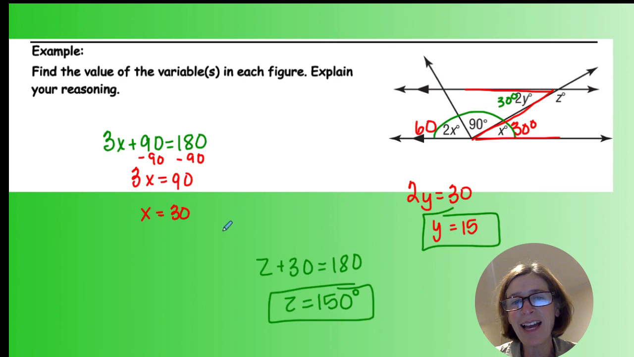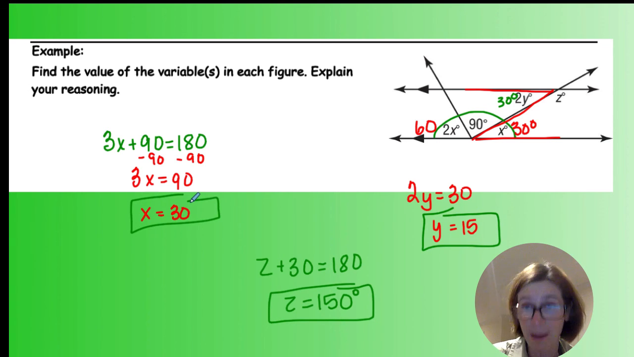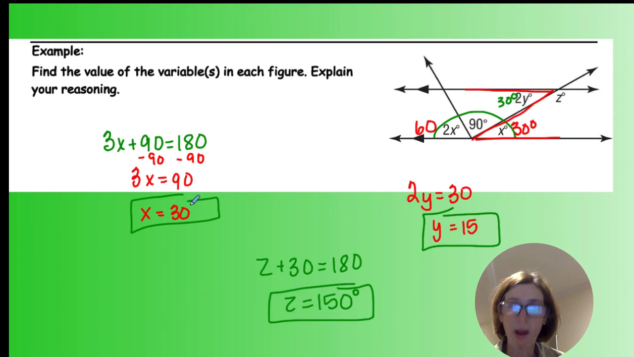All right, guys, I'm going to stop there. Hopefully this guided practice was helpful using all those special angles formed by parallel lines.